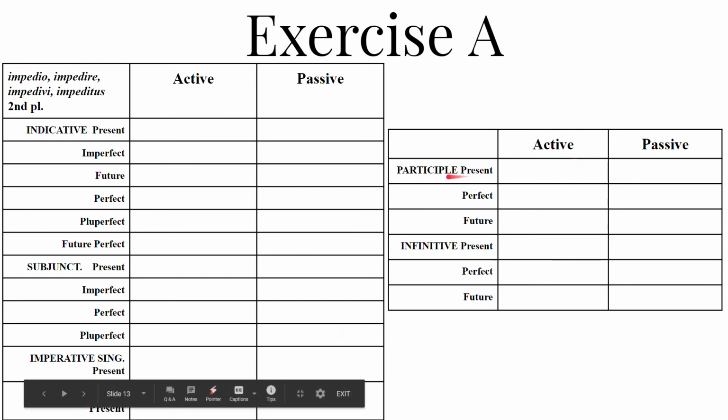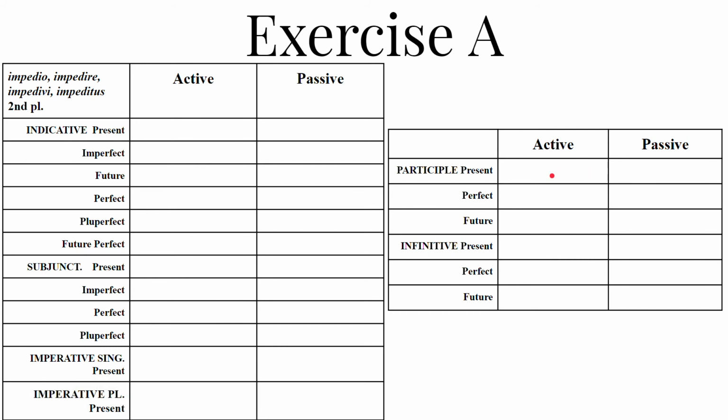Participles. Impedi, add the e, and then ens, entis. Impediens, impedientis. No present passive, no perfect active. Impeditus, a, um. Future is impediturus, a, um. Passive: impediendus, a, um. Impedi, present stem, plus the e, plus the endus, a, um.